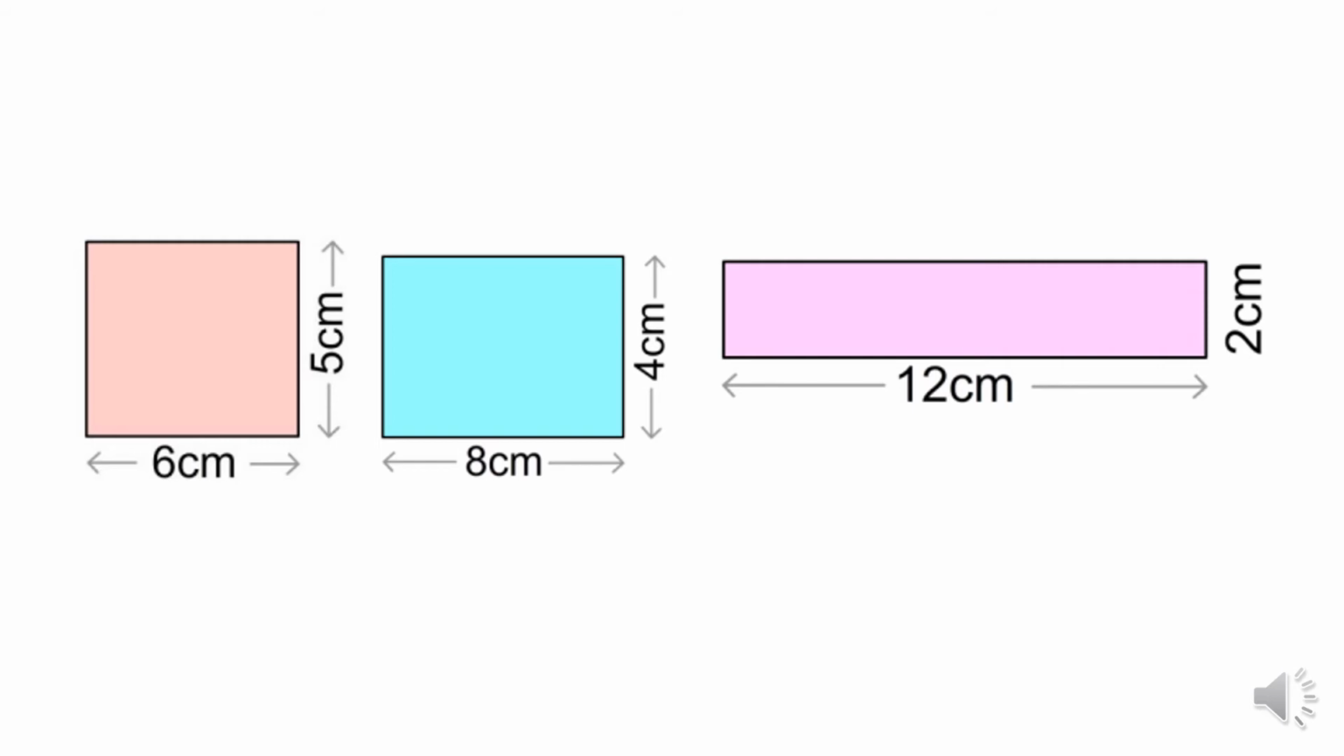I want you to have a go at these ones now. All you need to do is multiply the length by the width. So the first one would be 6 times 5. The second one would be 8 times 4. And the third one, 12 times 2. Have a go and I'll put the answers up in a couple of minutes.